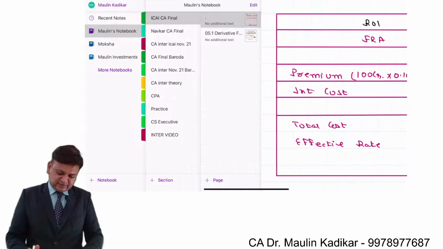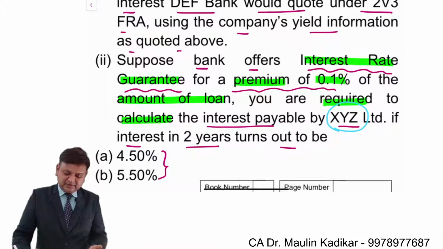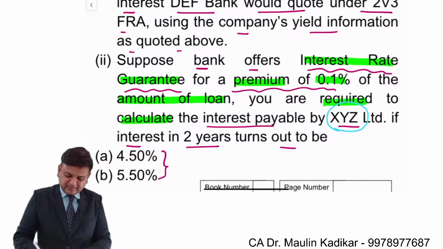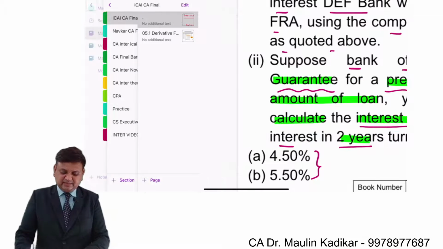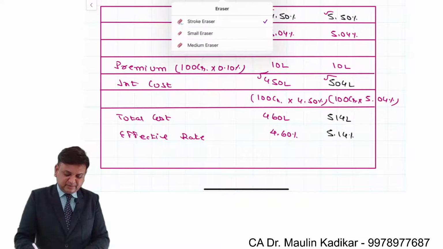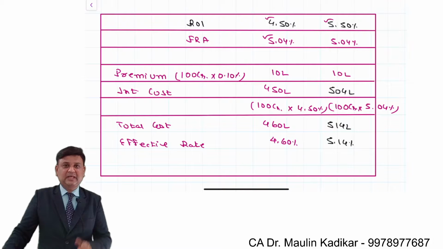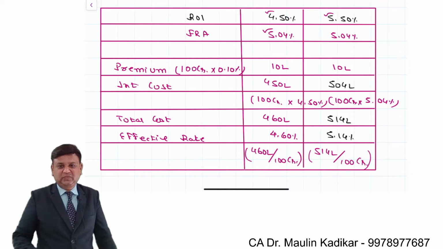So over here, language of the question speaks that suppose the bank offers an interest rate guarantee for a premium of 0.1%. You are required to calculate interest payable by XYZ Ltd if the interest rate is this. So basically the interest payable by the company in the first case could be 450 lakhs and in the second case 504 lakhs, and of course this amount is excluding the premium because the premium is required to be paid unconditionally and that is required to be paid separately. Please write an answer.